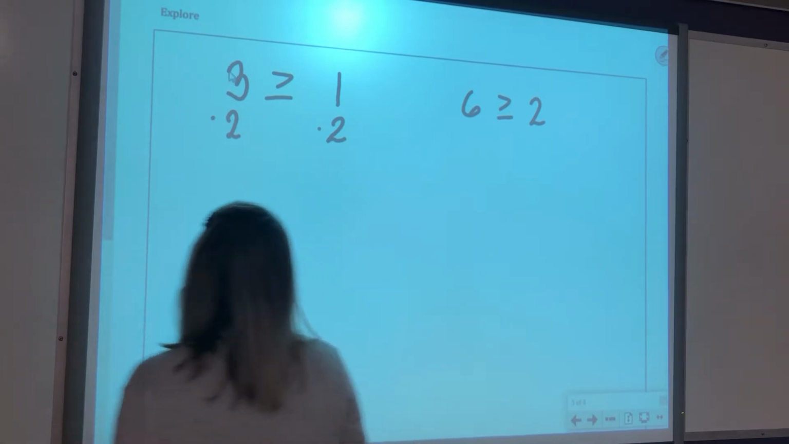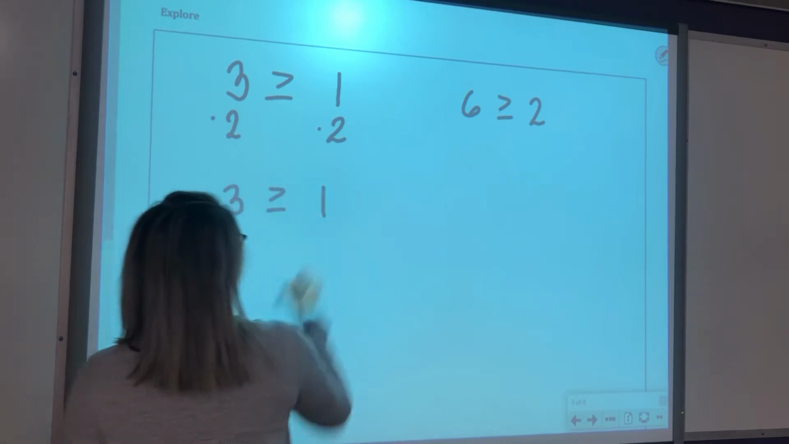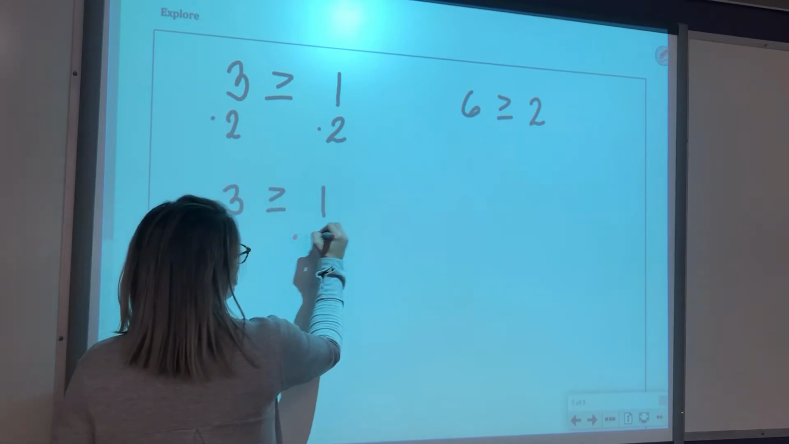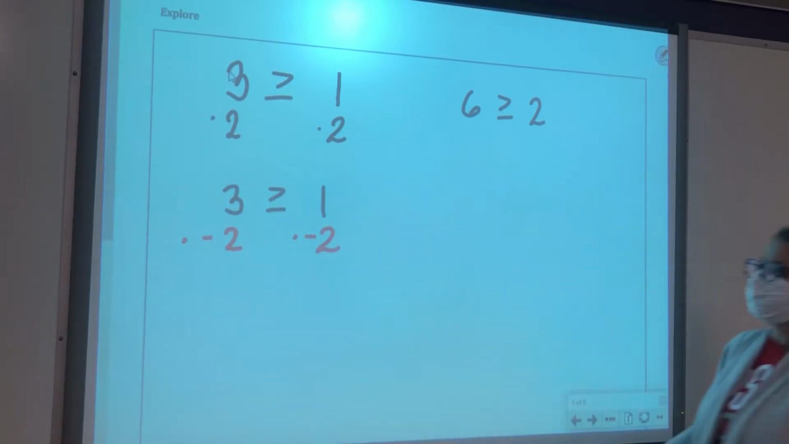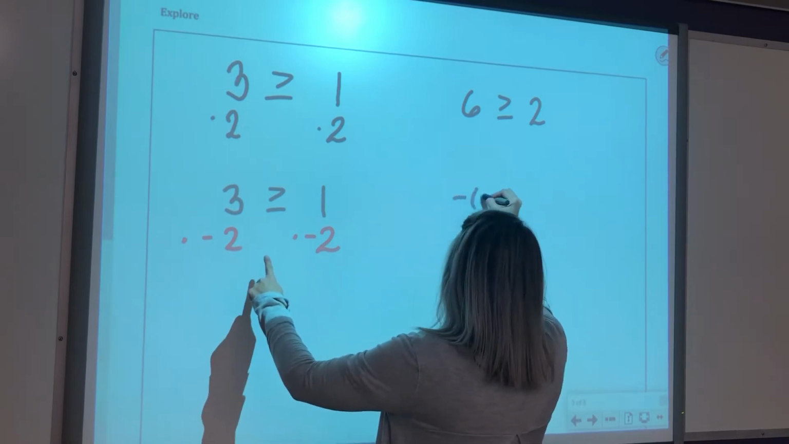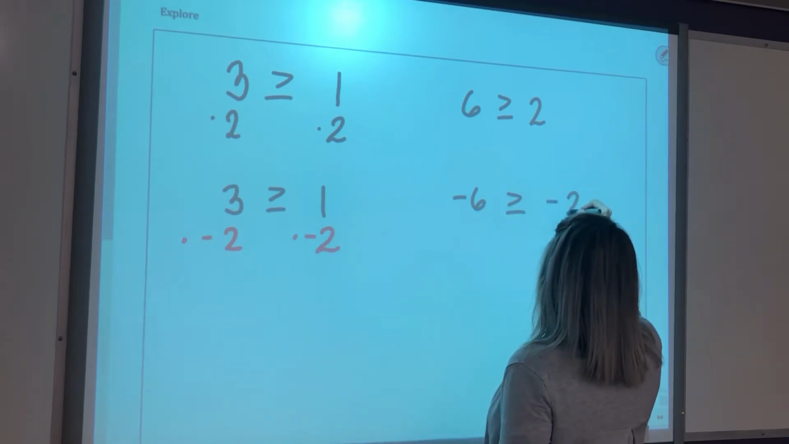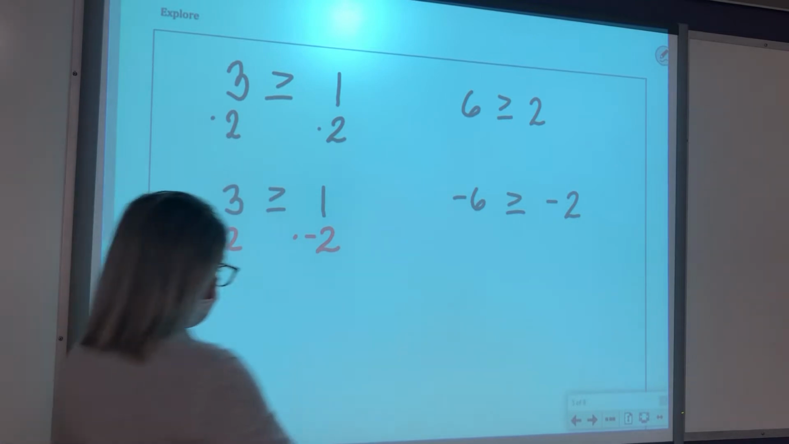What if, instead of multiplying by 2, what if I multiply by negative 2? You get negative 6 and negative 2. Okay, so 3 times negative 2 is negative 6, and then 1 times negative 2 is negative 2. That's not true? Yes, because negative 6 is farther away from 0 than negative 2. Yeah, but negative 2 is greater. Exactly. So that's wrong, right? Yes.